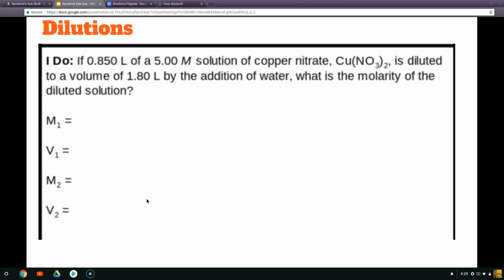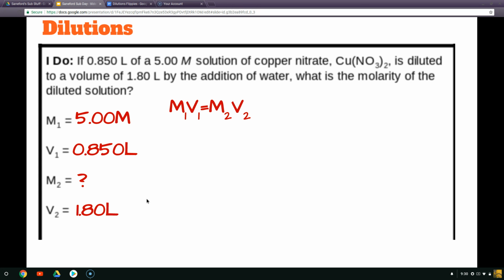So here's an idea for you, right? We got 0.850 liters of 5 molar solution of copper nitrate. We're going to dilute it all the way to a volume of 1.8 liters. What is the new molarity? Right? So we list the things we know. They tell us that the stock solution was 5 molar. We had 0.85 liters of it. And we're going to dilute it to a new volume of 1.80 liters. What is the new concentration? That's our question mark, the new molarity.